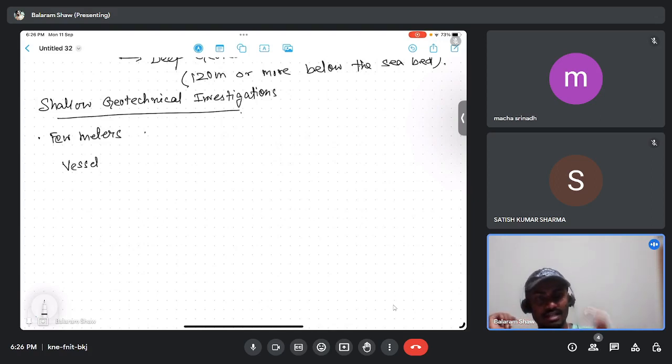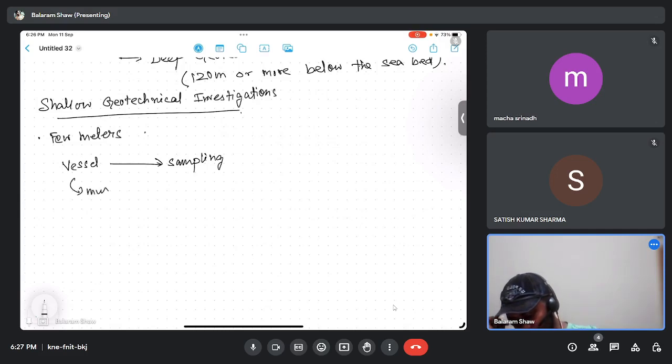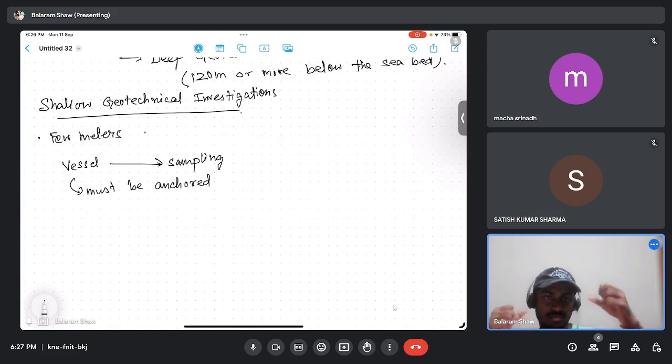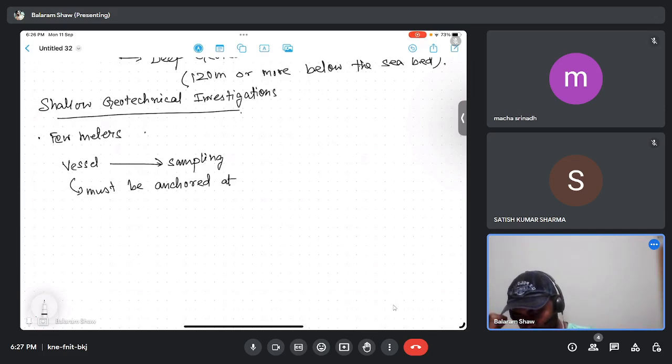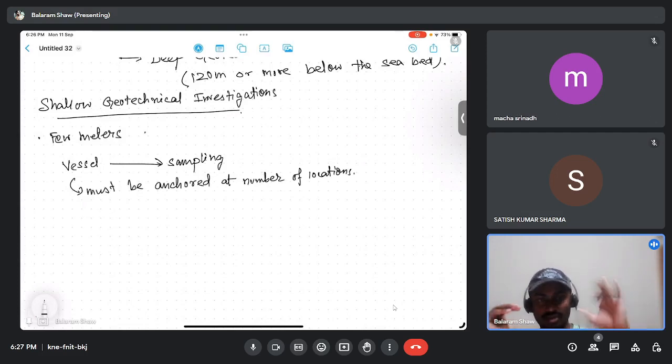Otherwise what will happen, the sample that we are extracting will get disturbed, right? So the vessel that will be used for sampling must be anchored. Anchored means you understand, right? It should be held tight at a number of locations, minimum like 3 or 4 we need, in order to avoid any possible movement, like horizontal movement or vertical movement or sidewise movement during the sampling.